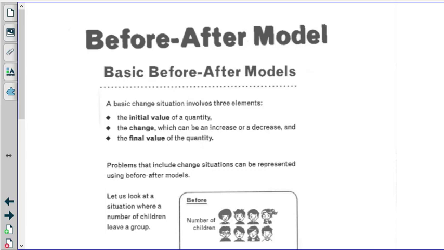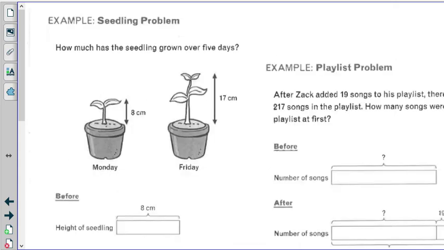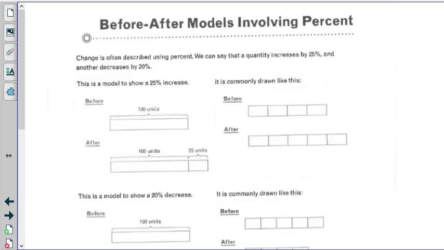Next page. Before and after models, I would like you to carefully read pages 25 and 26 because those are done for you. Also, we're now going to go on to page 27. Before and after models involving percent. Change is often described using percent. We can say that a quantity increases by 25% and another decreases by 20%.